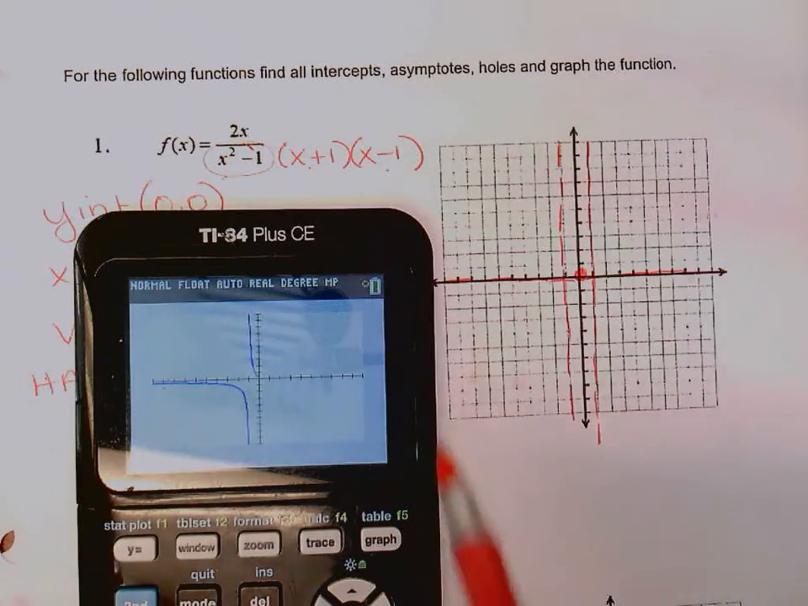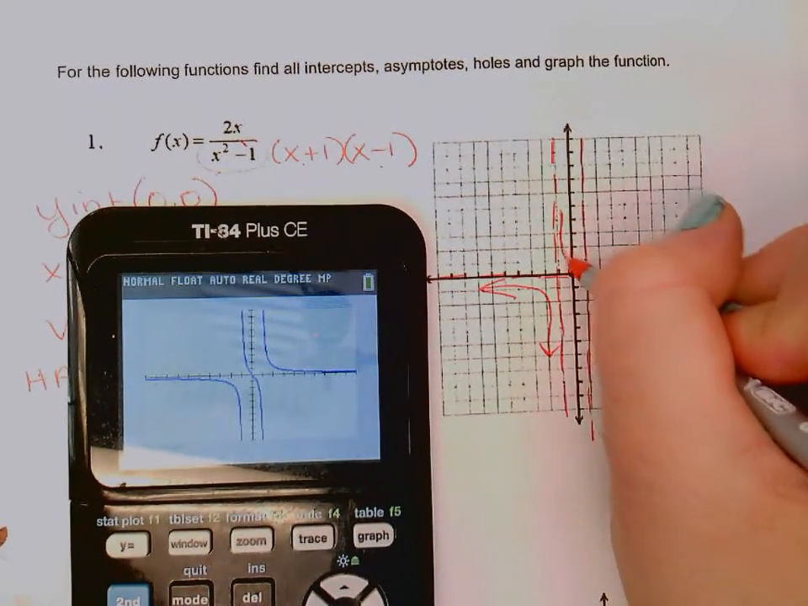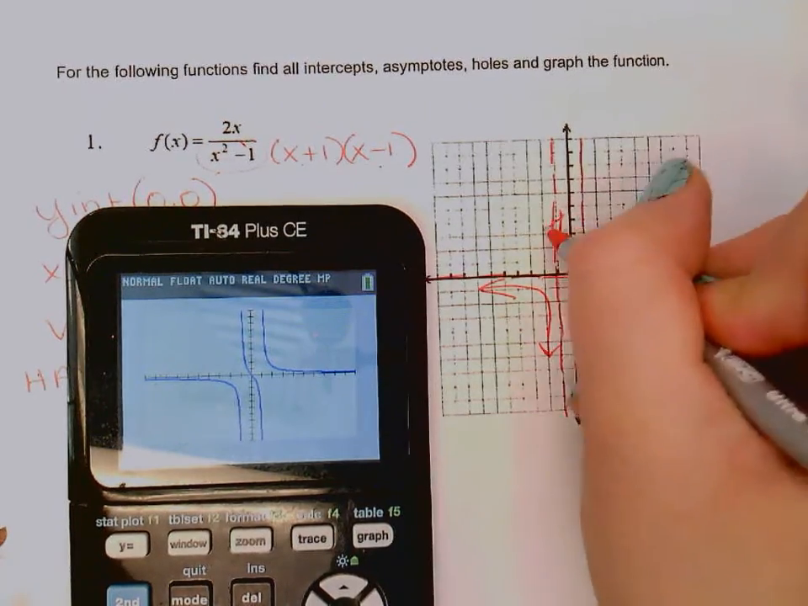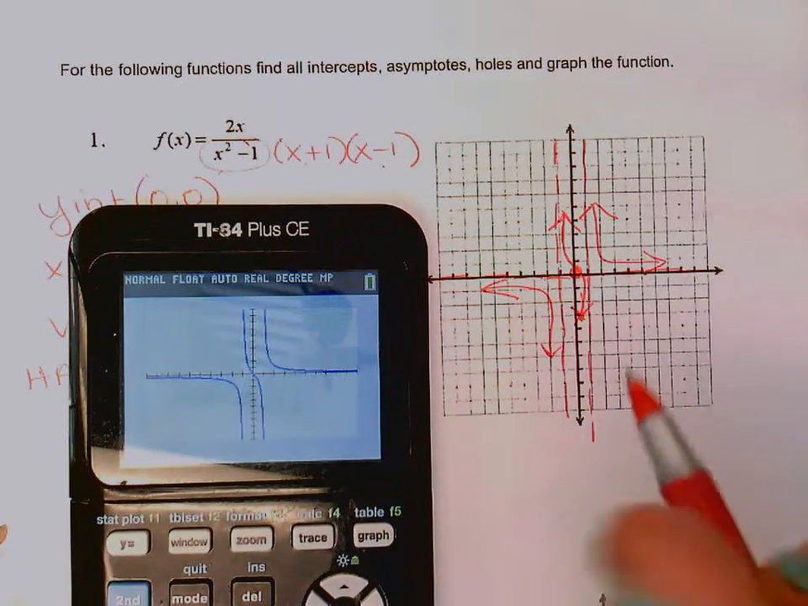So there's the elbow down in this region of the graph. And then we've got this that snakes right through the x-axis. And then up here, we've got this elbow in that top region.